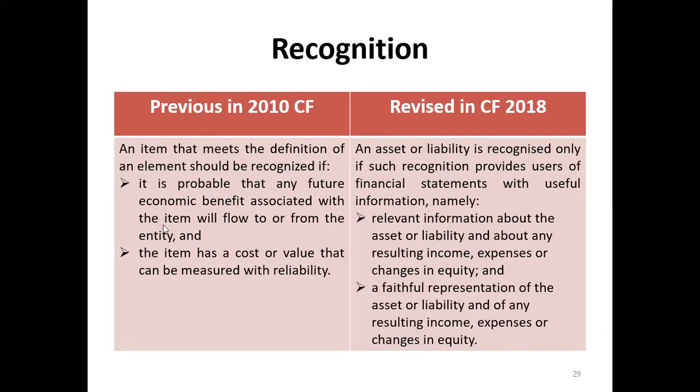So we should not radically say that the probability and the cost and reliability criteria are no longer there. If you carefully look at it, they are simply being embedded, taking a broader perspective. Because if the probability of a particular cash inflow or outflow is high, certainly it's going to be relevant information. But at the same time, there can be instances where even a low probability cash inflow or outflow can be relevant information.